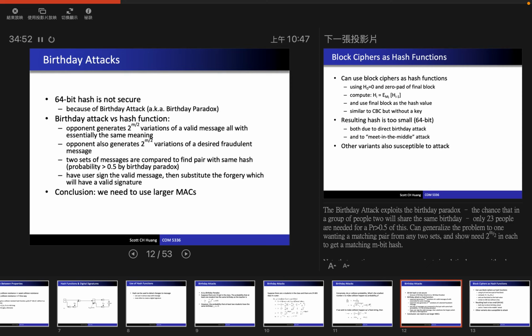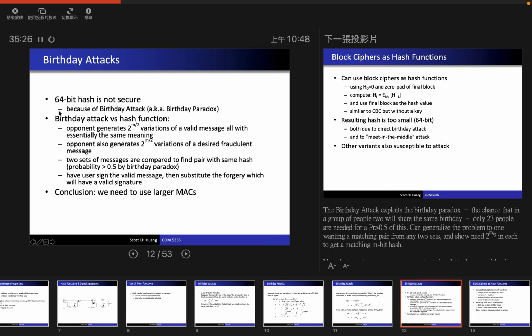For the reason I just explained, that's why we need a 256-bit hash. That's the hash algorithm we use, SHA-256. Actually, now most cryptocurrencies use this. For example, Bitcoin's hash value used is SHA-256. That's because of this. So a 64-bit hash is not secure.